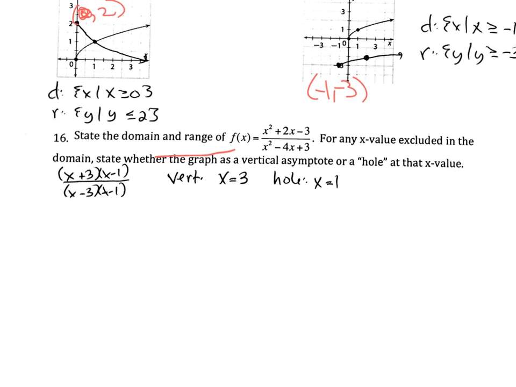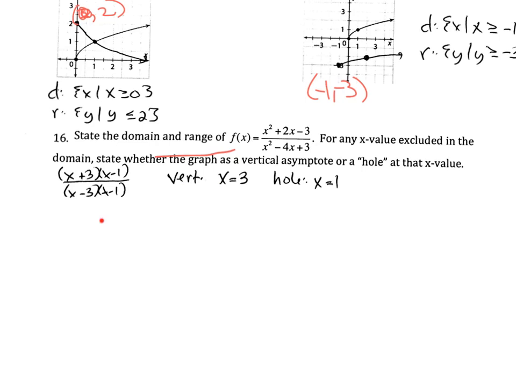16, you need to factor the top and bottom of 16. Factor this one like this. Factor the bottom like that. It asks you for the vertical asymptote and the hole. First let's go to the hole. The hole is whatever factors cancel. X minus 1's cancel, so that means the hole is at X equals 1.